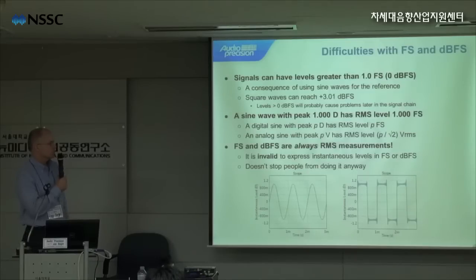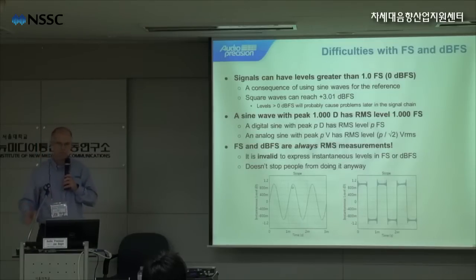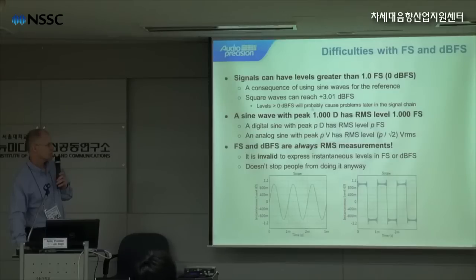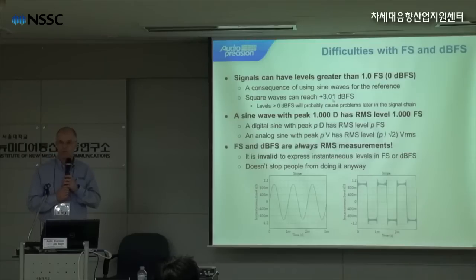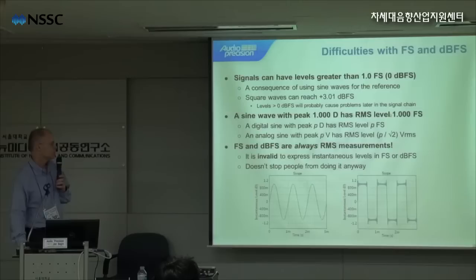Now there are some difficulties with FS and dBFS. Signals can have levels greater than 1.0 FS or 0 dBFS. A consequence of using sine waves for the reference. So sine waves have a crest factor, the ratio of the peak value of the signal to the root mean square value, of about 3.01 dB. But square waves have a much higher crest factor. So levels greater than 0 dBFS will cause problems later in the signal chain. They can actually reach plus 3.01 dBFS. So that's a consequence of the definition being related to a sine wave.